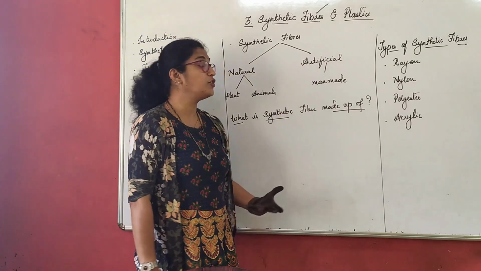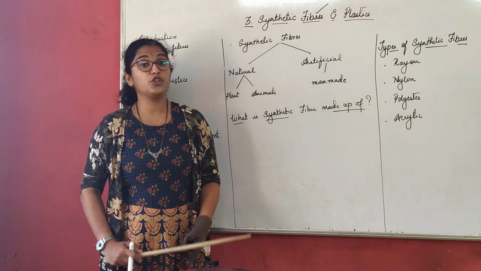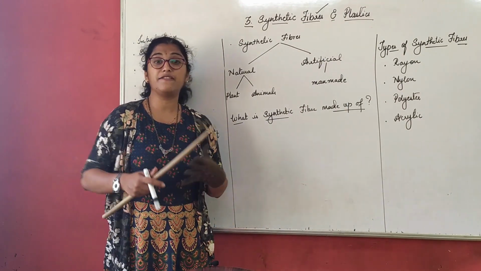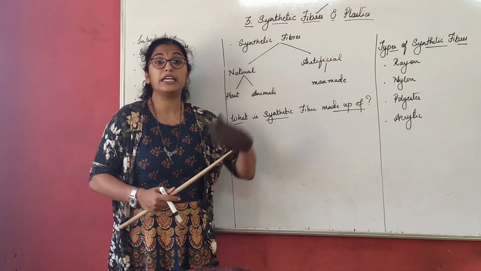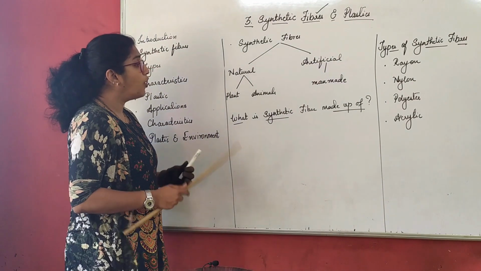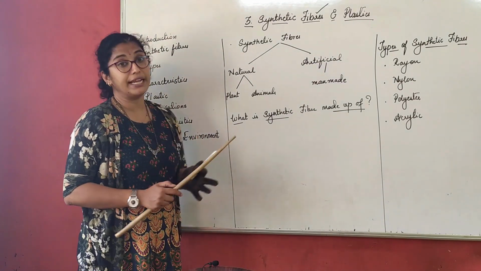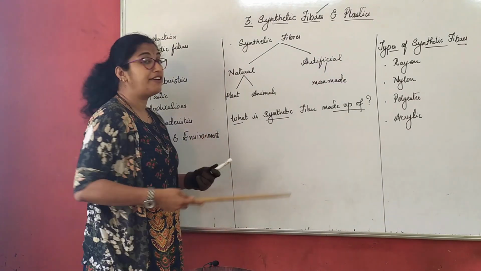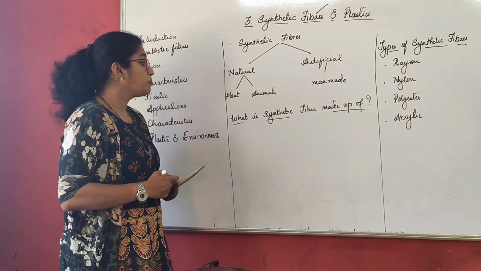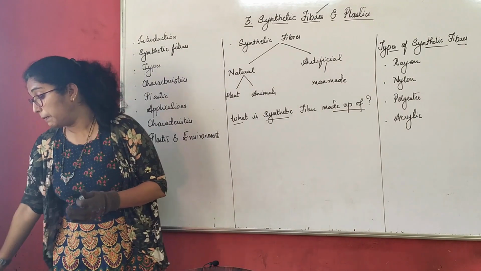Then what are artificial synthetic fibers? Artificial synthetic fibers are man-made fibers which are artificially prepared by a human being or in the laboratory. Now, what are the synthetic fibers made up of? We know that natural fibers are derived from plants and animal sources, right? So what is a synthetic fiber made up of?